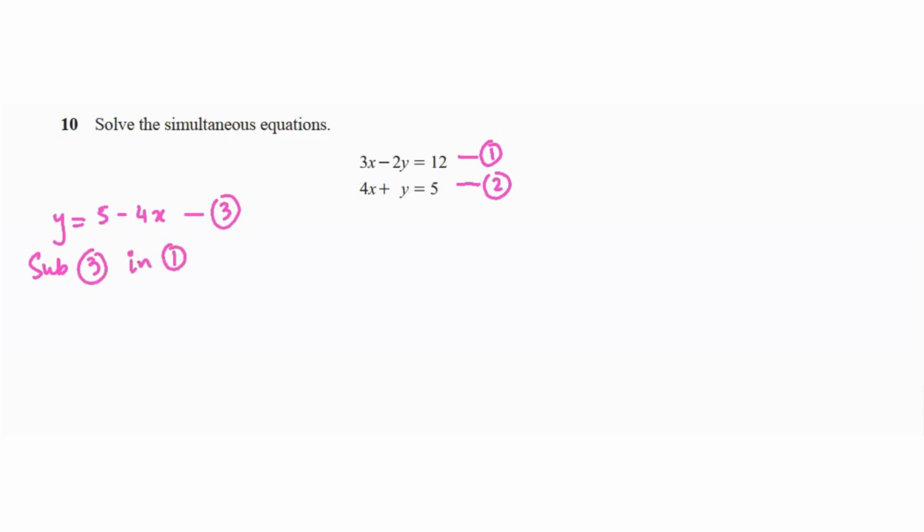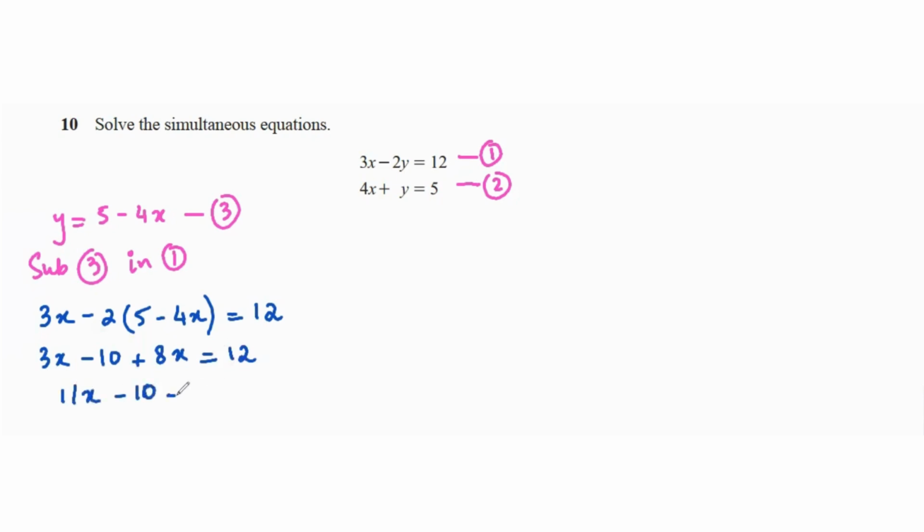So that's going to give us 3x minus 2 times 5 minus 4x equals 12. That's 3x minus 10 plus 8x equals 12. That's 11x minus 10 equals 12. Take the 10 to the other side, so it becomes 12 plus 10. 11x equals 22. x is going to be 22 over 11, and that is 2.